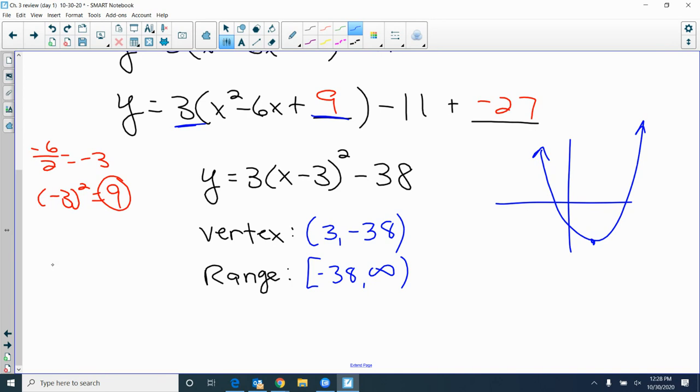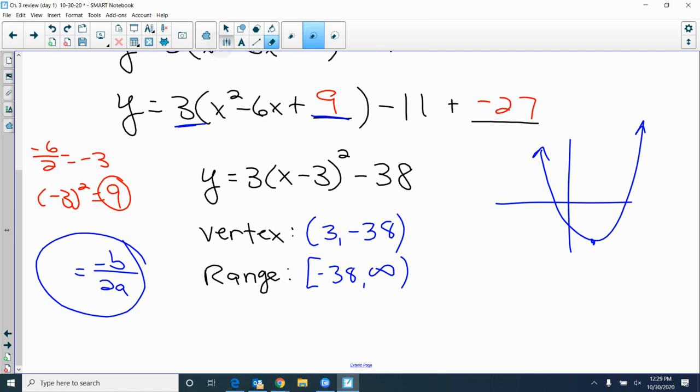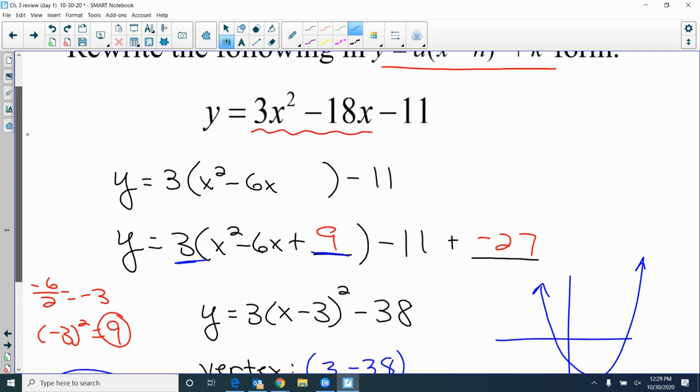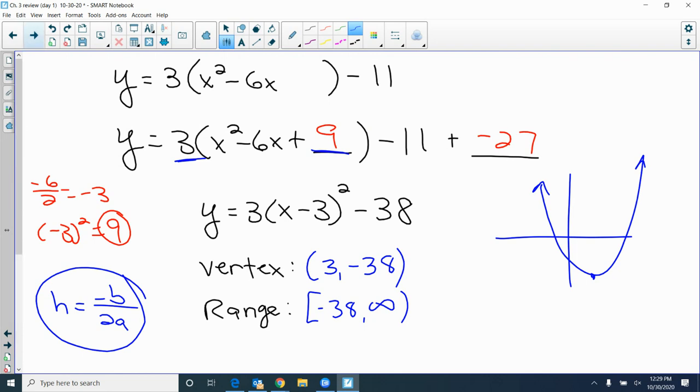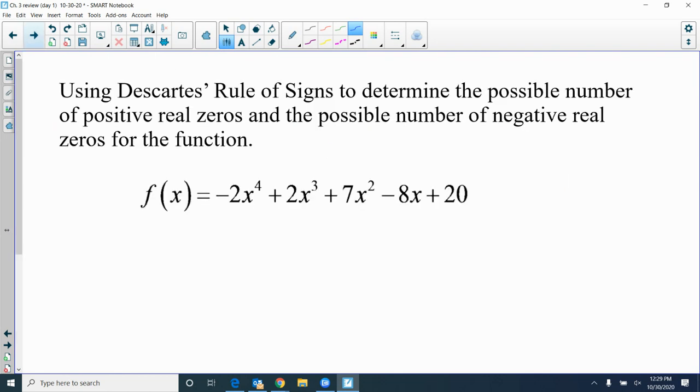Don't forget, this will come into play: x equals negative b over 2a. Remember that's to find the x coordinate of the vertex, or actually I think we use h. They give you the x coordinate of the vertex. So be able to convert, write it in that vertex form, find the range, find the vertex. Descartes' rule of signs: I just want to know the possible number of positive zeros and possible number of negative zeros.